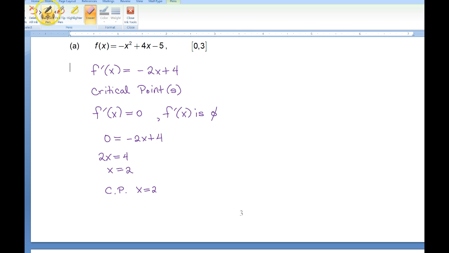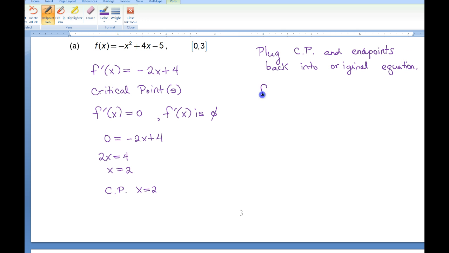So what we want to do is plug the critical point and endpoints back into the original equation. Okay, so I want to check f of 2, f of 0, and f of 3. Since I'm just looking for extreme, extreme just means absolute. I'm just going to look for the biggest one and the smallest one. Wait, why are we doing it from 0? Oh, those are the endpoints. Sorry. 0 and 3.